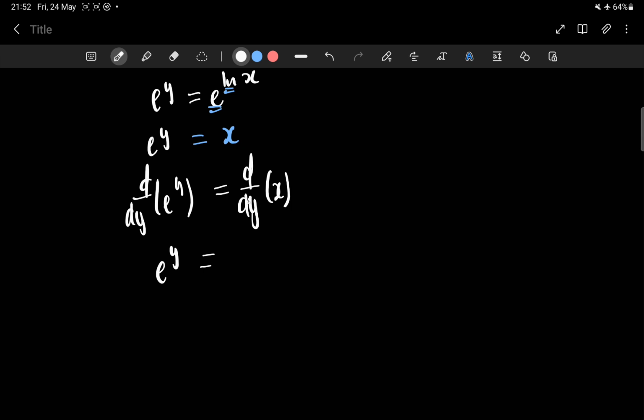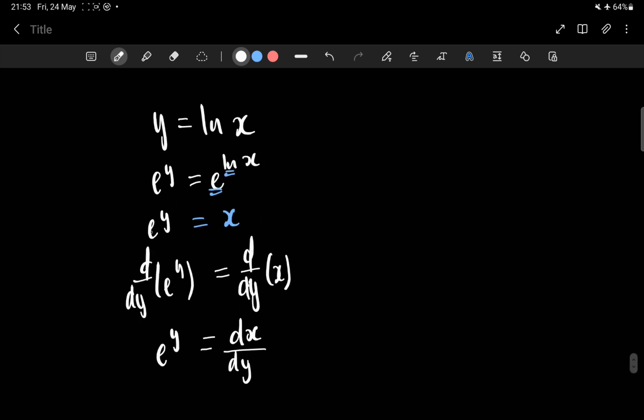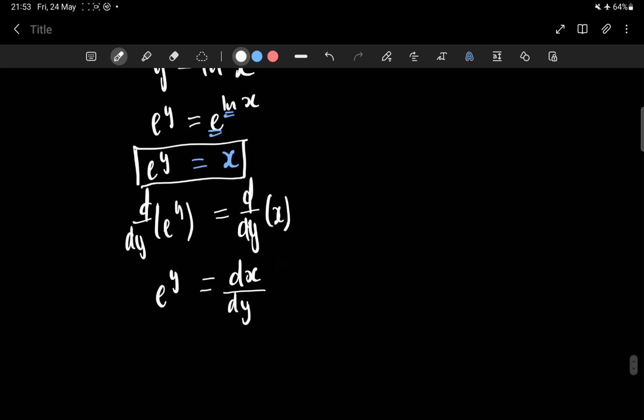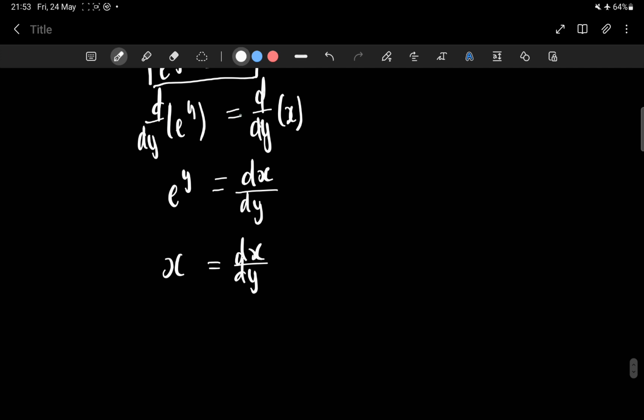Now, what is d dy of x? It is the derivative of x with respect to y. It is dx dy, okay? So now I have dx dy equal to e to the y. But if I go back to this stage, e to the y is x. They are the same, so I can remove e to the y and put x. So I can say x is equal to dx dy, okay? Sorry for the mistake I made at that stage, but it's okay, you get it.